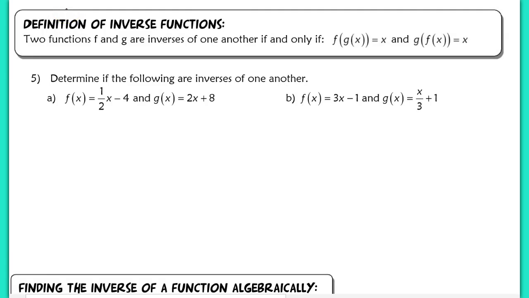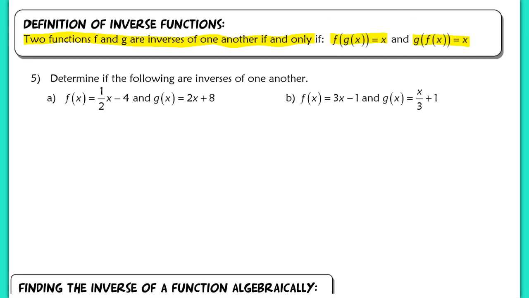Okay, now in the next portion of our lesson, we're going to switch gears a little bit. So far we've been looking at inverse functions from a graphical approach. Now we're going to take a look at it from an algebraic approach. So here I've got the definition of an inverse function. It says that two functions, f and g, are inverses of one another if and only if f of g of x is equal to x and g of f of x is equal to x.